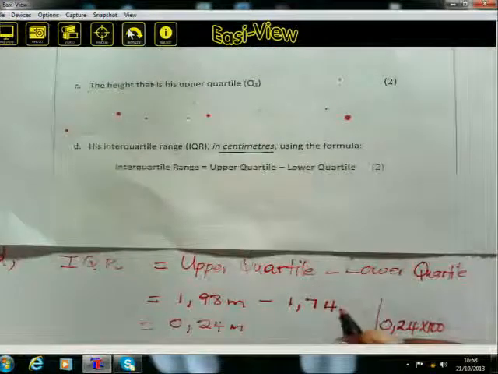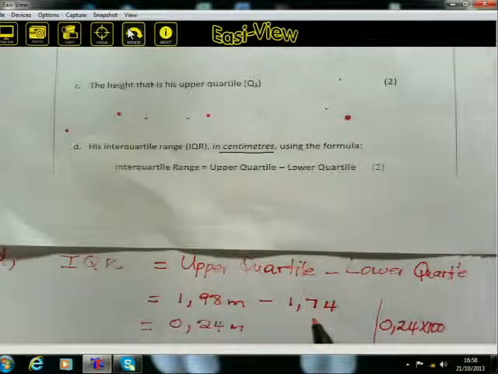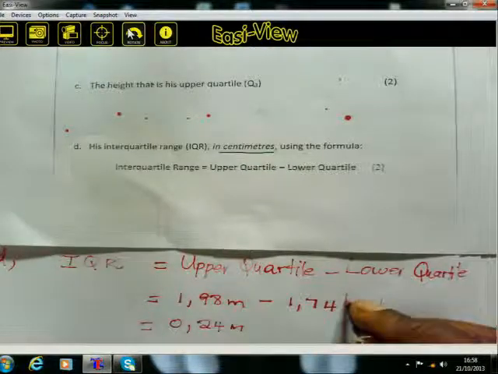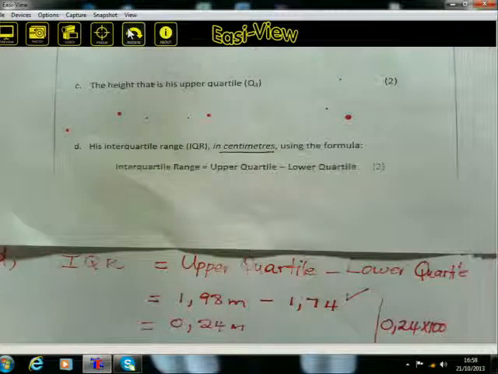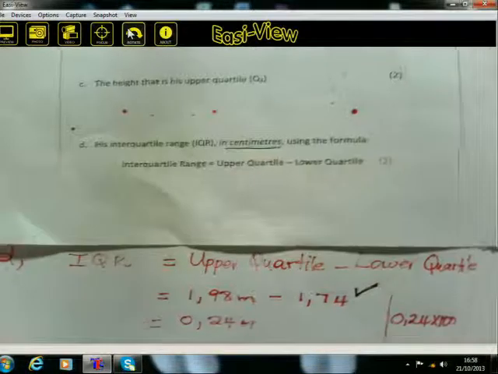The 2 marks will be for writing the right upper quartile and lower quartile. The sign between them is minus. We are giving you a what? A mark. So we are giving a mark here. I will use a different pen for that.